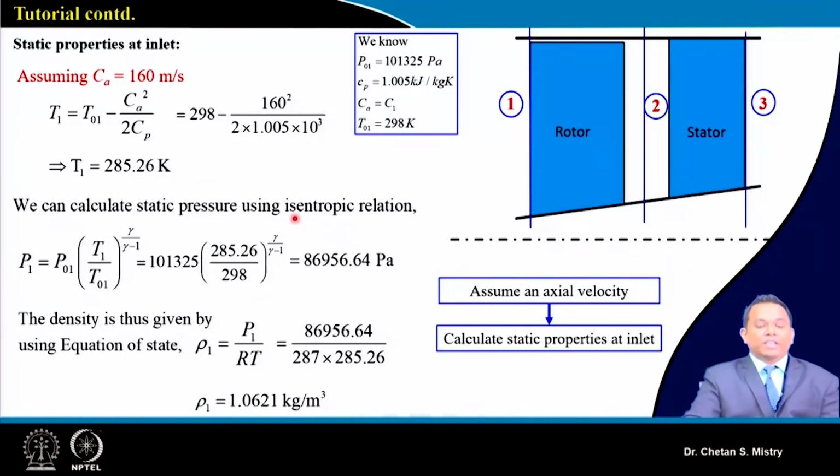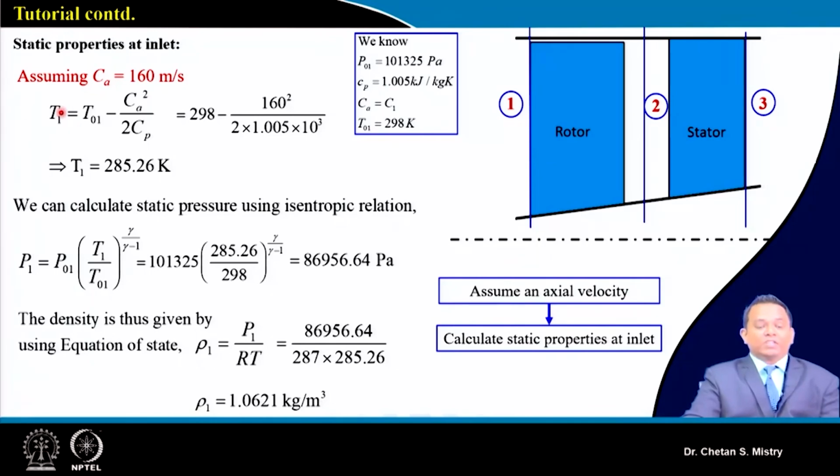So now here in this case, let's assume our axial velocity to be 160 meter per second. Okay. Now if nothing is given here in the sense of how my flow is entering, we can safely assume our entry is axial. That means we can say my absolute velocity and axial velocity at the entry are the same, and that's what we have assumed as 160. So if we use our correlation for total temperature, that will give me my temperature at the entry.